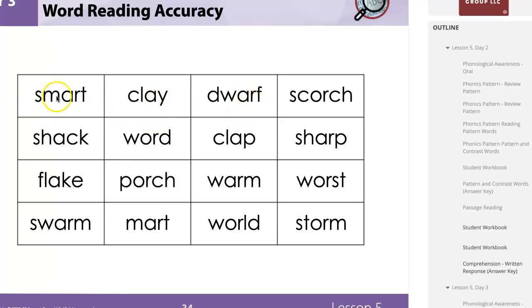Let's look at this first row right here. Show me with your fingers. Let's count how many in that first row are vowel R. Everybody count quickly. Alright, show me with your fingers how many there are. If you have 3 fingers up, you are correct. Excellent job.